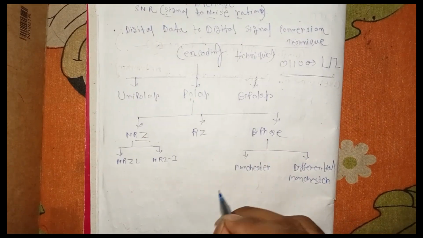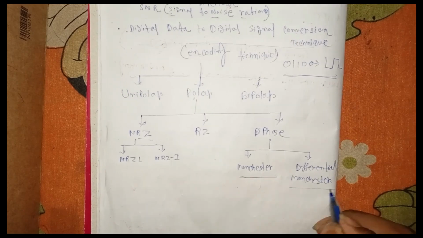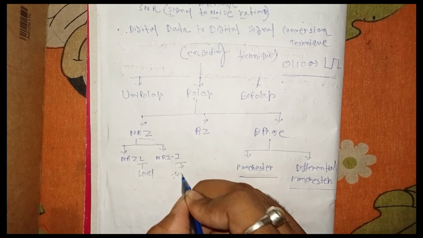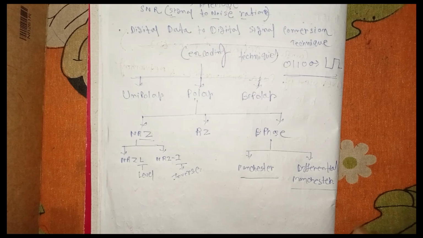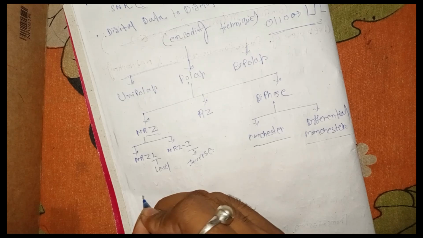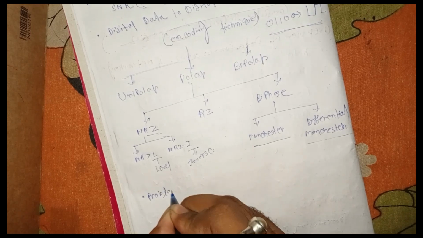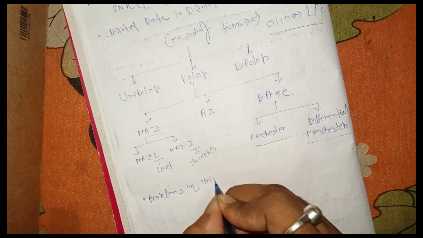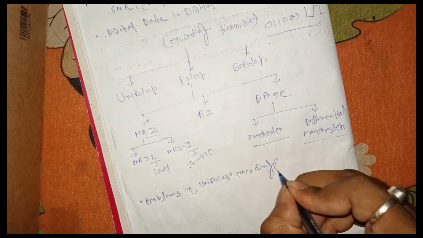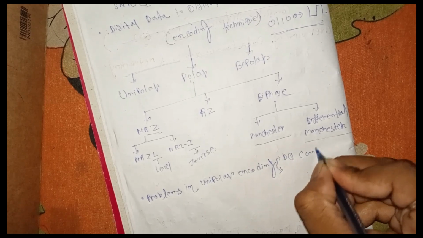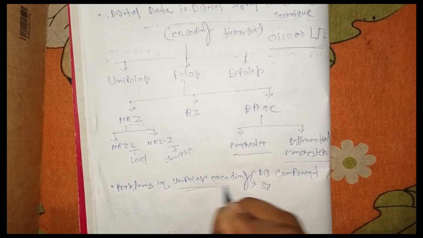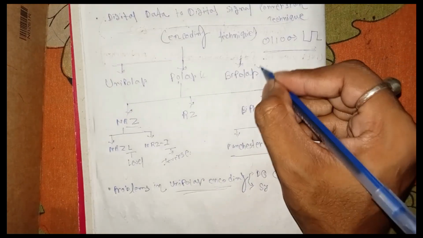In the examination you may be given a signal and need to convert it into Manchester or differential Manchester. Here L means level and I means inverse. Then the problems in unipolar encoding, like DC component and synchronization. This can be asked, like what is the problem of unipolar encoding, and how this is solved in polar and bipolar.